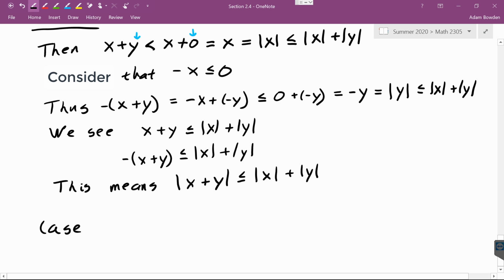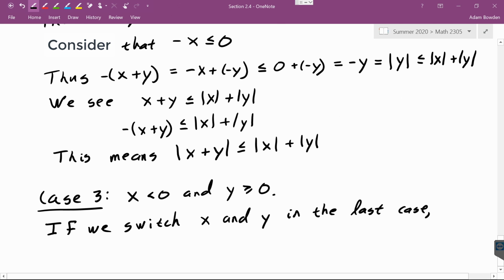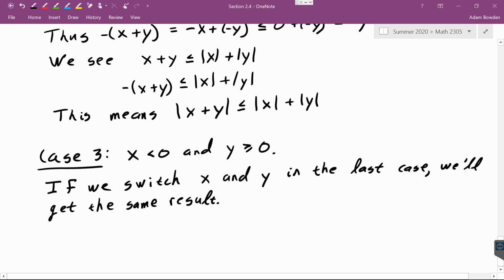Case 3, we were going to consider that x is less than 0 and y is greater than or equal to 0. And so this is basically the same situation as the last case, but just switching around x and y. So if we switch x and y in the last case, we'll get the same thing. So that can tell us that case 3 is also verified as well.